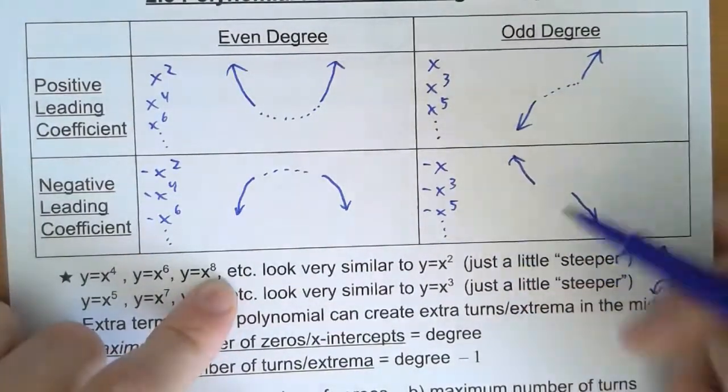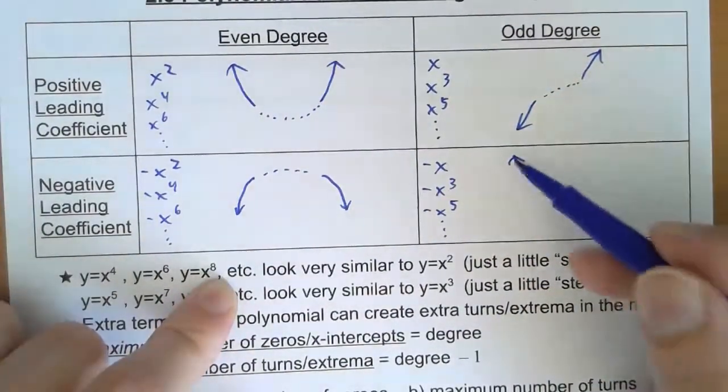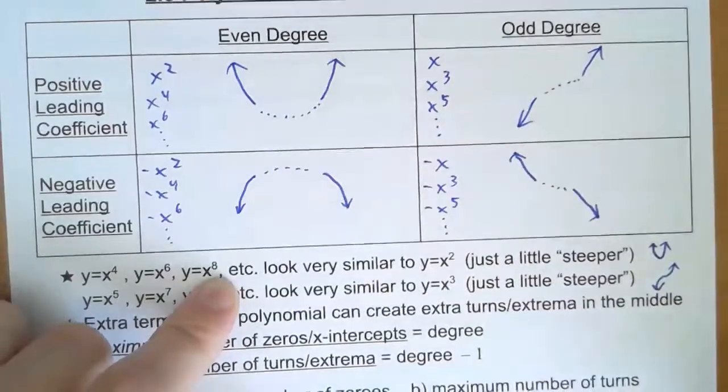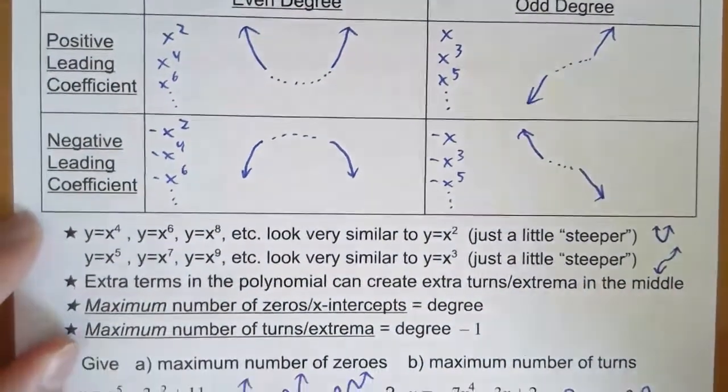Or if you know what negative x cubed looks like. Again, it just tells us the end behavior of the arrows. We don't know what's going on in the middle. Okay.